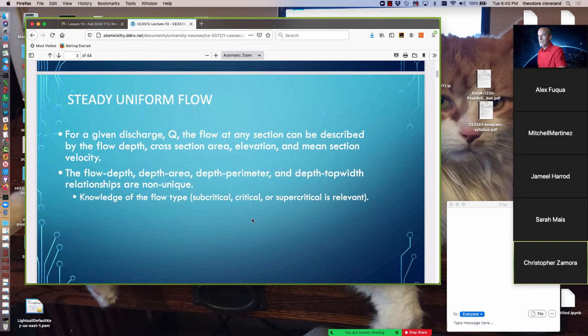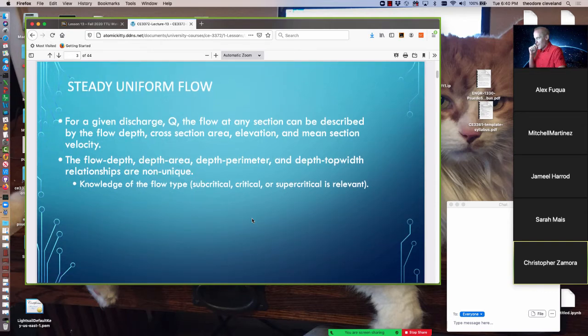So we'll look at the first flow regime that's important for design, because we actually make all of our initial designs assuming that steady uniform flow is a good model of the system, and then we test that design with a proper hydraulic model. For a given discharge Q, the flow at any cross section is described by a combination of the flow depth, how deep is it?